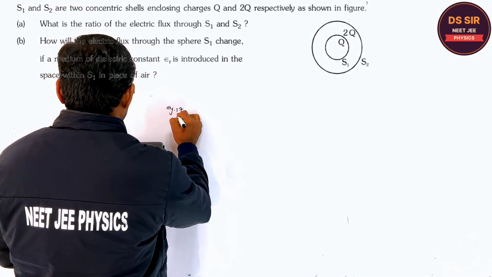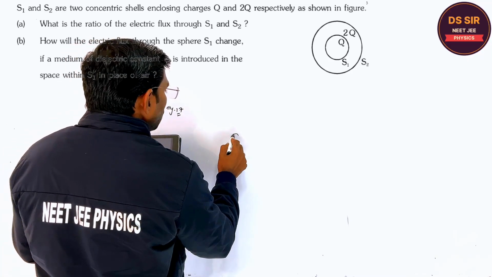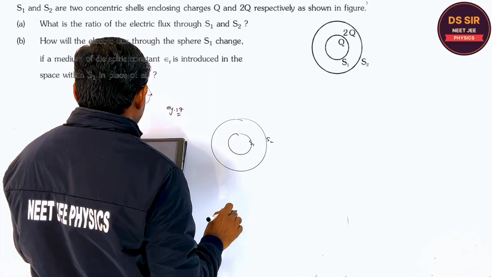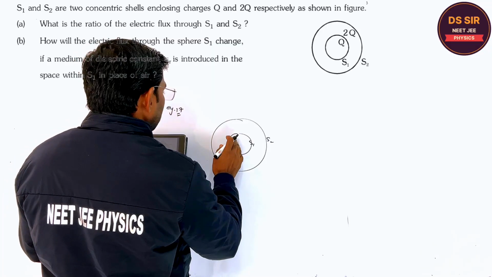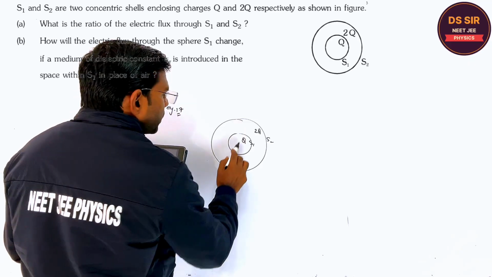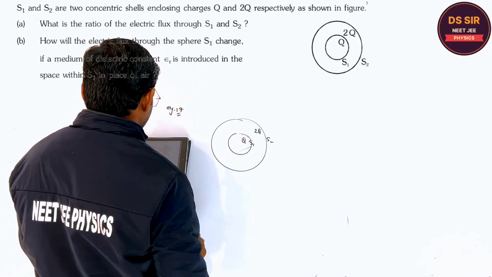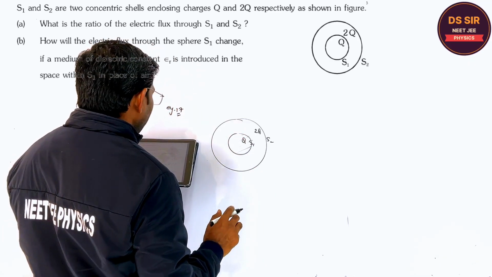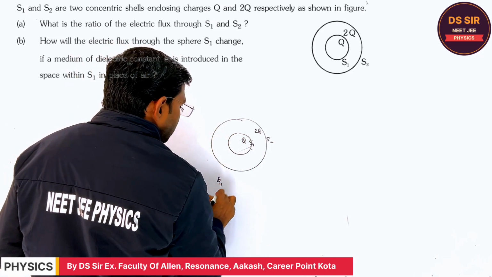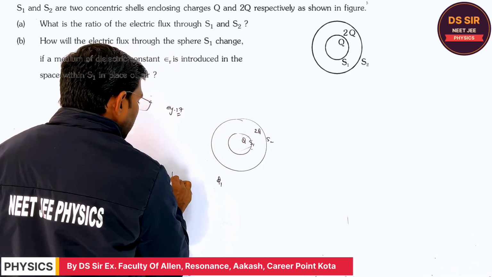So read this question. In this question, there are two concentric spheres S1 and S2, right? And the charge is enclosed. Suppose the charge enclosed is Q and this is 2Q. It means it is the charge enclosed, right? So what is the ratio of electric flux passing through S1?